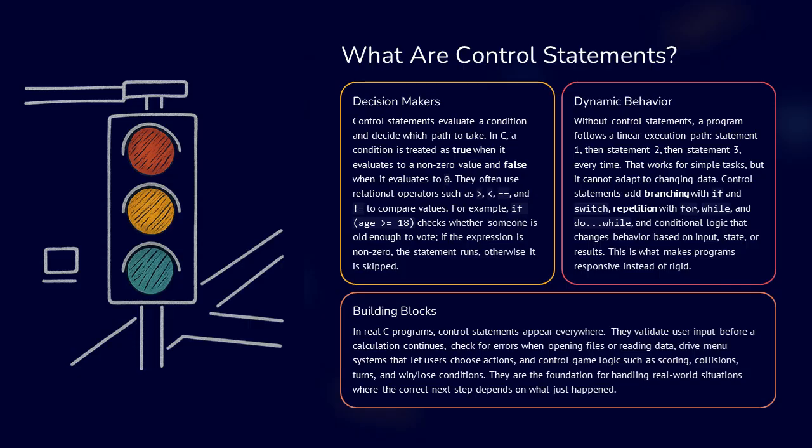Building blocks. In real C programs, control statements appear everywhere. They validate user input before a calculation continues, check for errors when opening files or reading data, drive menu systems that let users choose actions, and control game logic such as scoring, collisions, turns, and win or lose conditions. They are the foundation for handling real world situations where the correct next step depends on what just happened.